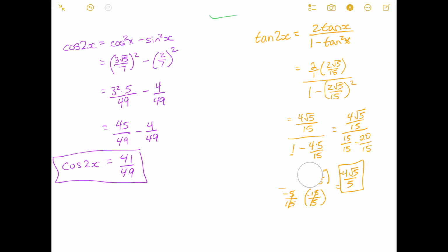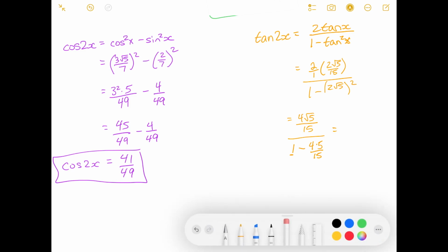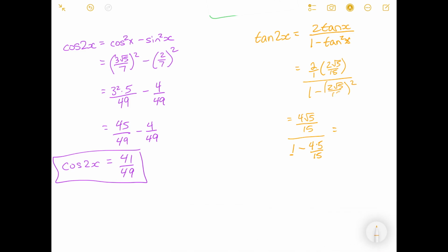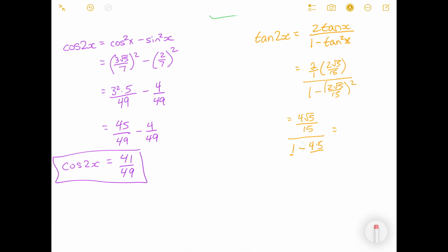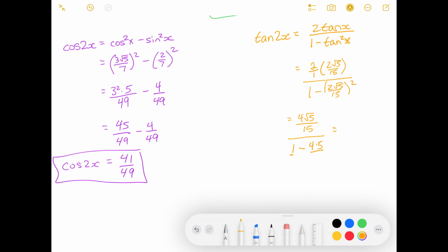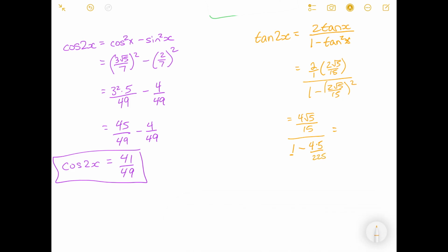Sorry, I am going to have to go back here, because I didn't square the denominator. I didn't square the denominator divided by 15. I got to square that 15 there. So 15 squared. There we go. That's what we were missing. 15 squared is 225. Okay. So now we keep going.